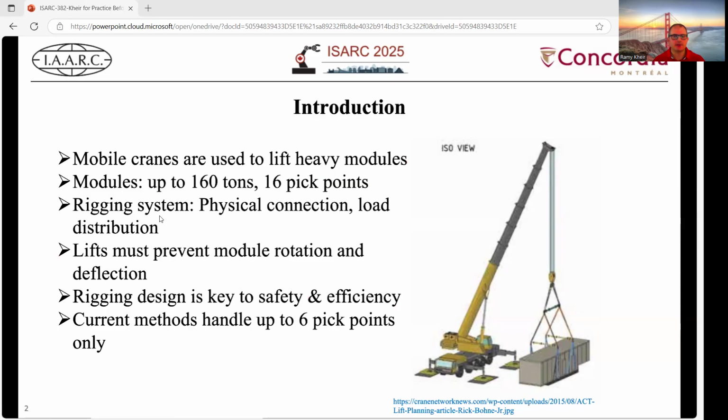But what about rigging systems? A rigging system is the physical connection between the lifted module and the crane's hook. It is responsible for the load distribution while lifting. For a safe crane operation, modules should be lifted vertically and maintained in a level position during the lift, in order to avoid any rigging failures as well as module deformations. But despite the importance of rigging designs in terms of safety and efficiency, the existing methods were limited to up to 6 peak points only.